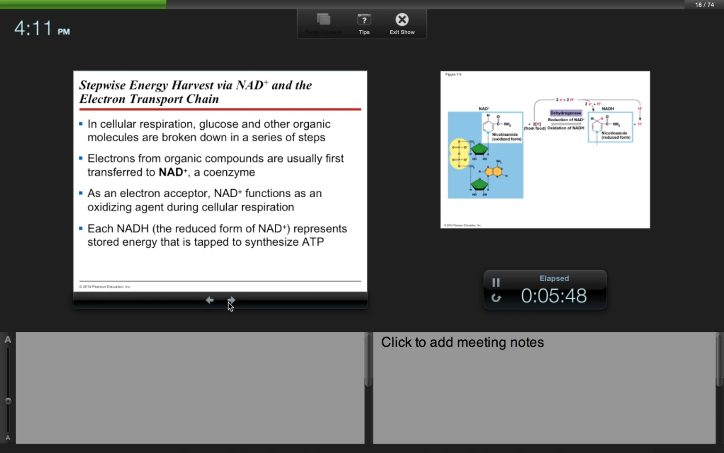In cellular respiration, glucose and other organic molecules are broken down in a series of steps. Electrons from organic compounds are usually first transferred to NAD+, a coenzyme. NAD+ is an electron acceptor. It functions as an oxidizing agent during cellular respiration. So NAD+ picks up electrons and brings them to the electron transport chain, where, as you know, most of the ATP is produced.